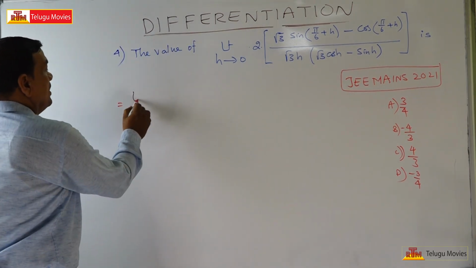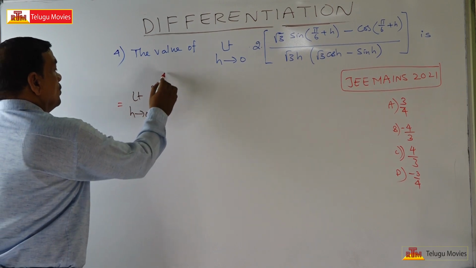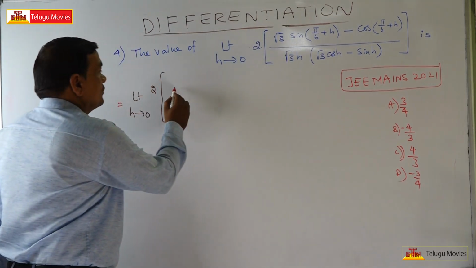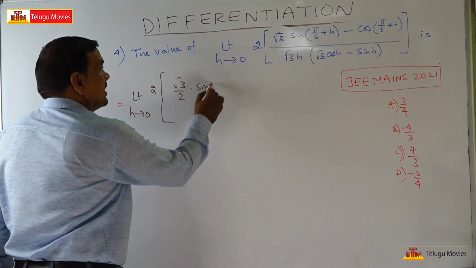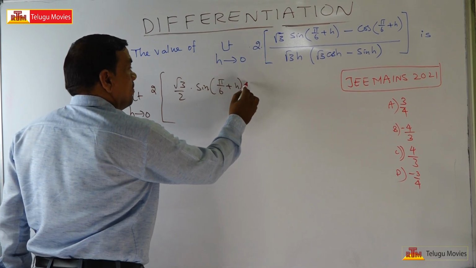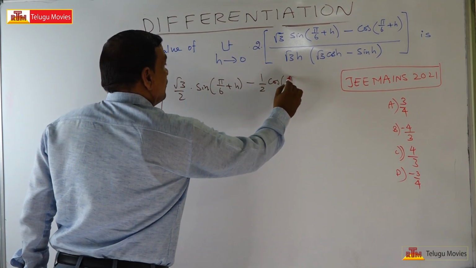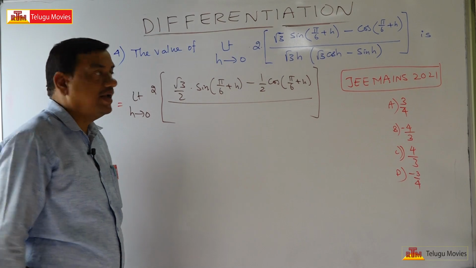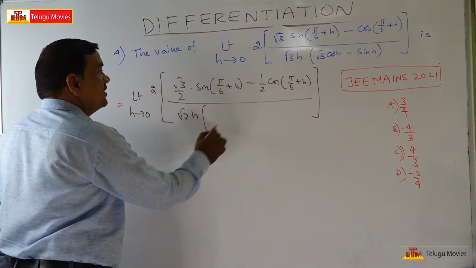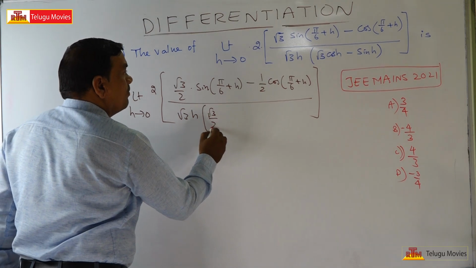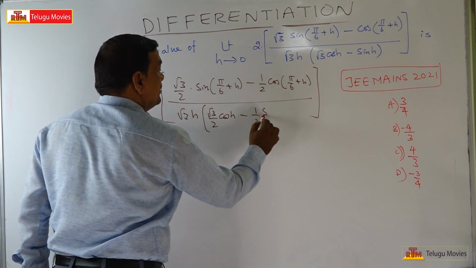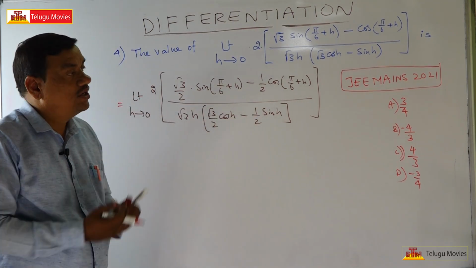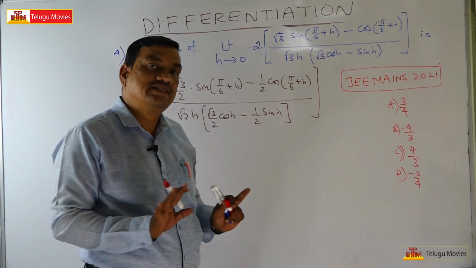So this is equal to limit h tends to 0 of 2 into, what I am going to do is, root 3/2 sin(pi/6 + h) - 1/2 cos(pi/6 + h), whole divided by root 3 h as it is. Here also root 3/2 cos h - 1/2 sin h. Can I write it down? So here by 2, by 2, by 2, by 2. Nothing wrong in it. Both expressions will be the same.